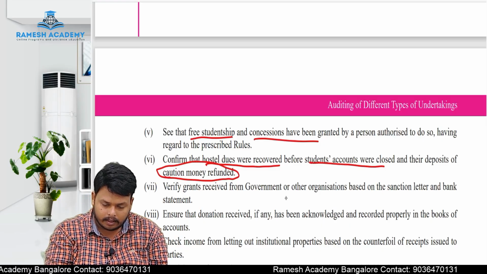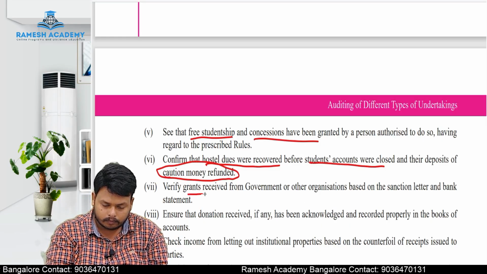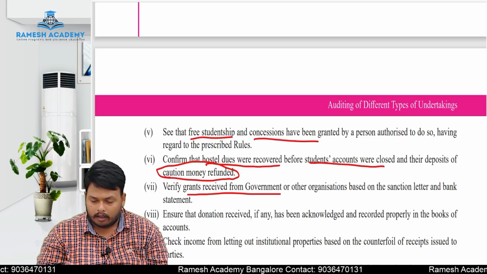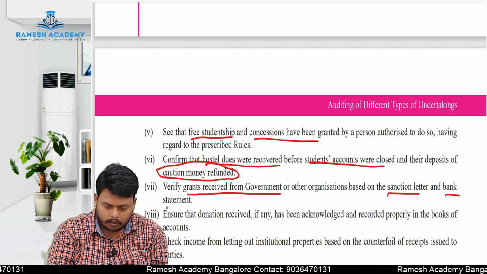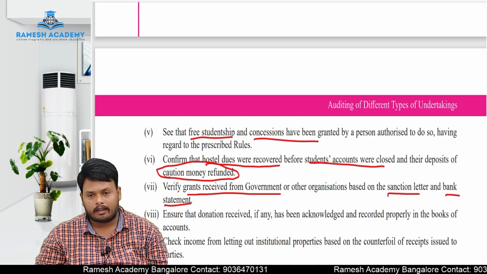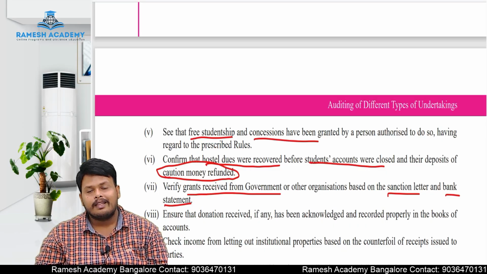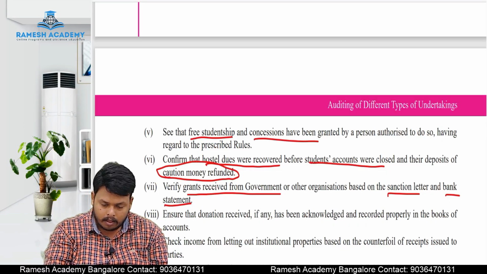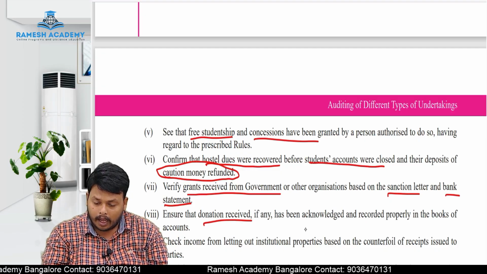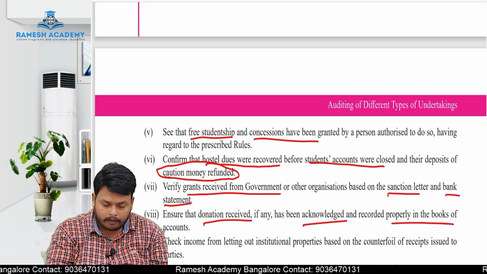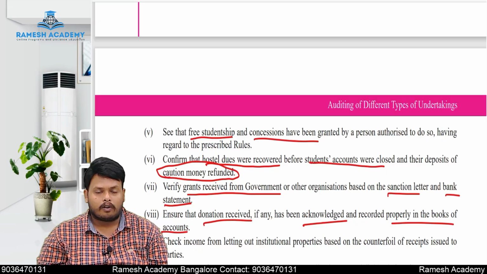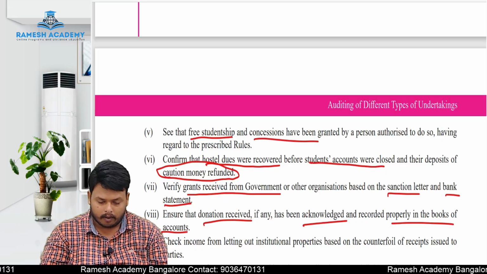Verify grants received from the government or any other organization based on the sanction letter and bank account. So the auditor has to verify any grants which are received from the government or any other organization. The auditor has to verify the sanction letter and bank statement. Ensure that donation received, if any, has been acknowledged and properly recorded in the books of accounts. If any person is donating any amount to the educational institution, then in that case they have to acknowledge it properly and record it in the books of accounts.